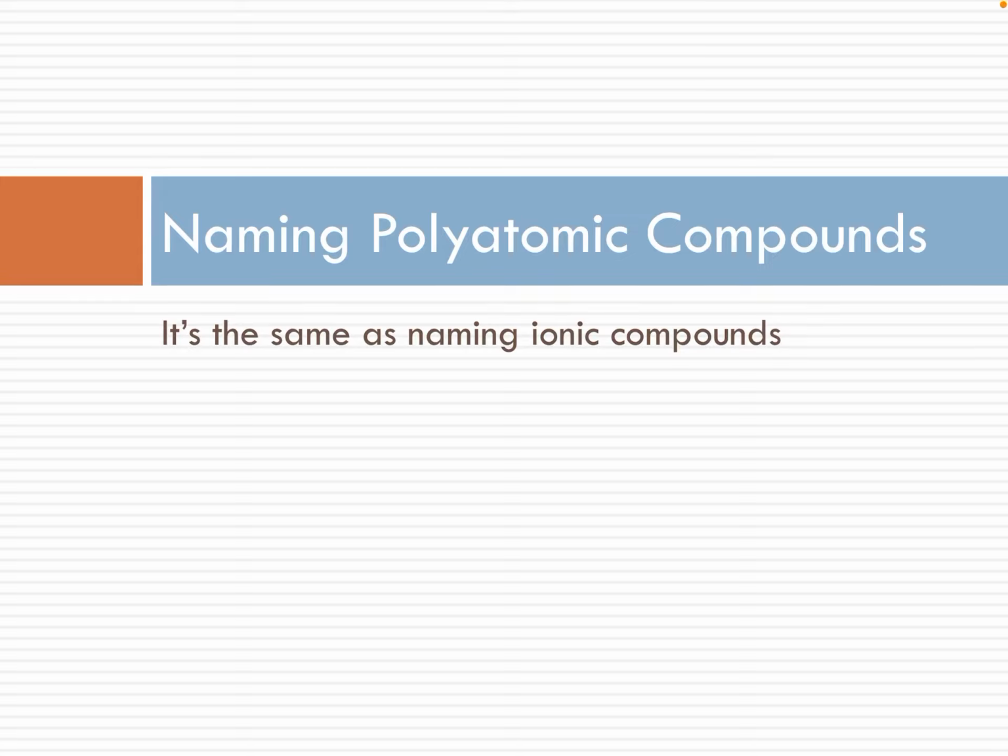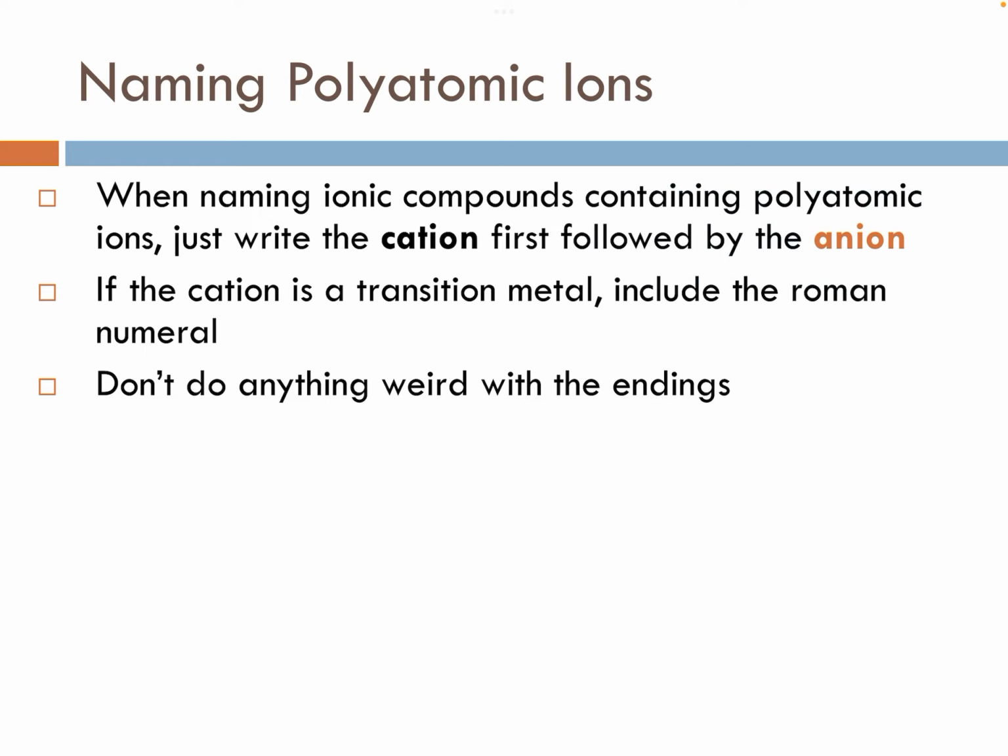So how do you go about naming a polyatomic compound? Well, it's actually just the same as naming an ionic compound with only some minor differences. So to name any ionic compound, you would write the cation, that's usually the metal, first, followed by the anion. And that's actually exactly true with polyatomic ions too. Usually the cation is still a metal, with one exception.